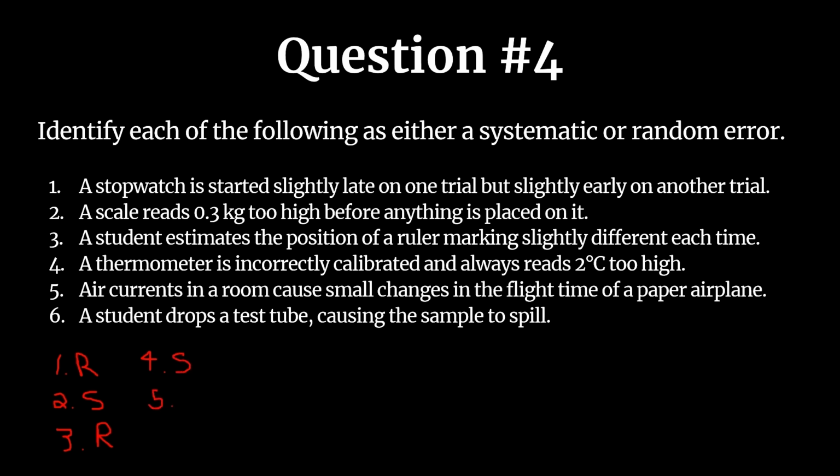Number 5. Air currents in a room cause small changes in the flight time of a paper airplane. Well, the air currents vary between trials, causing unpredictable changes in the results, and so this is a random error. Lastly, number 6. A student drops a test tube, causing the sample to spill. Well, this is neither a systematic or a random error. It is actually a mistake or a blunder, and it is not a normal source of experimental uncertainty, which is why it does not fall under either of the two categories.